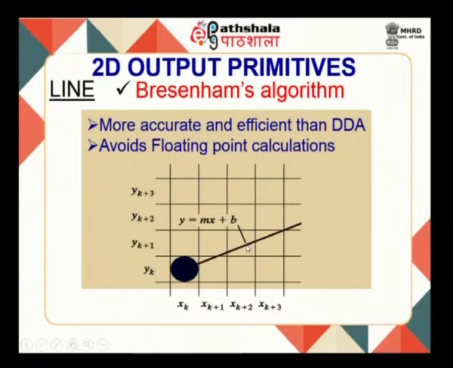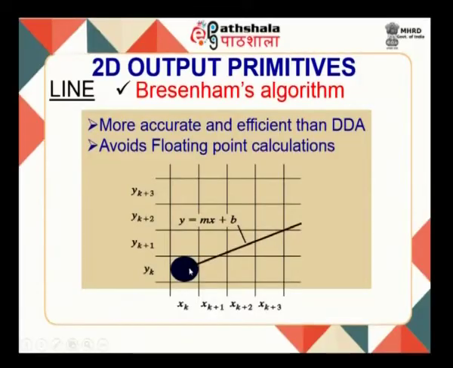If you recollect the discussion on the DDA line drawing procedure, we talked about various line types. Lines are inclined towards the x axis or towards the y axis, or maybe the line slope is equal to 1, where dy is equal to dx. Whatever the line type, depending on how the line is inclined, we are going to sample the line either along the x axis or along the y axis.